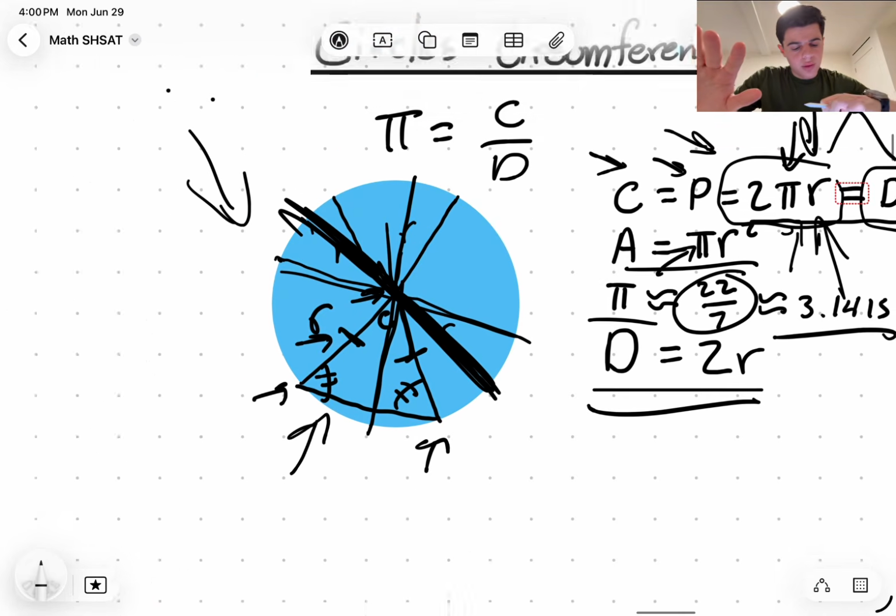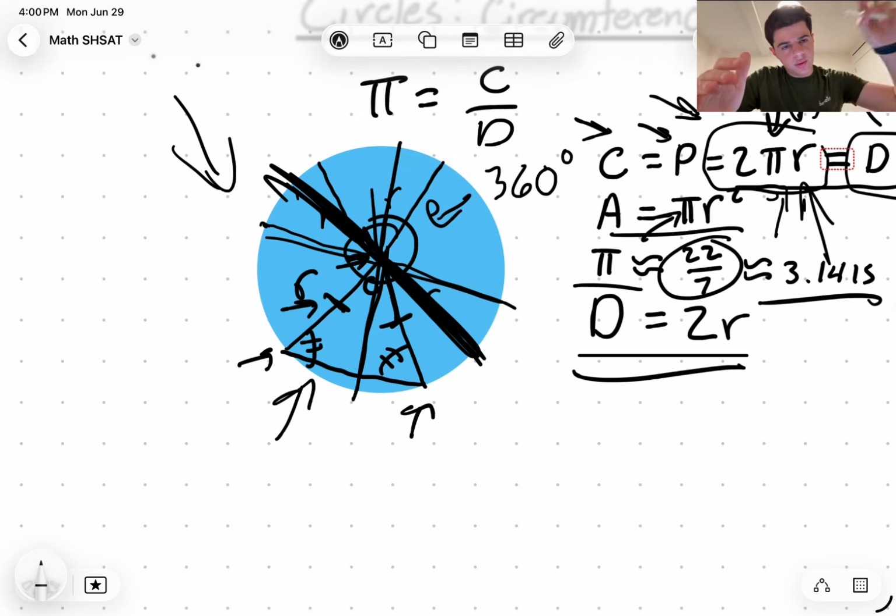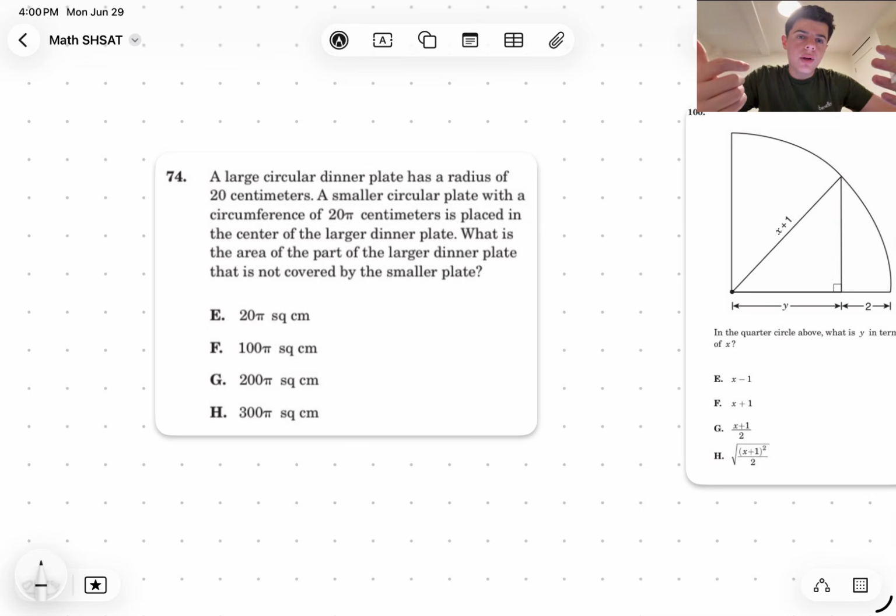This is the basics. I guess the only other thing is that obviously this is 360 degrees, right? Because it's a 360. Yeah, that's it. Okay, so now we're going to do 2 practice problems just to check our understanding.